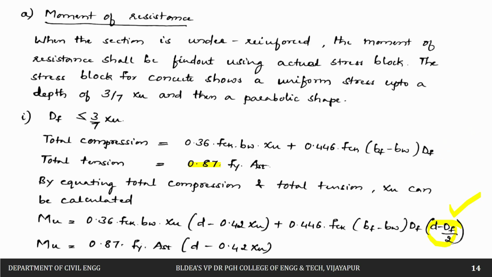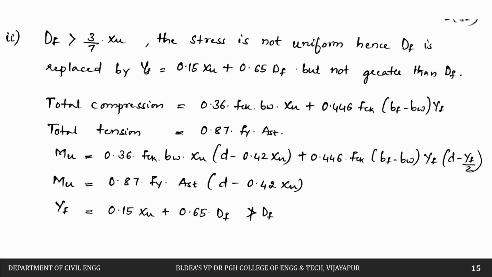Based on the tensile forces, if you want to write, it is 0.87 fy into Ast into the lever arm, that is d minus 0.42 xu. This is the case when Df is less than 3 by 7 of xu. Why? Because the stress will be uniform. If it exceeds that, it will be parabolic. So then how to calculate now?